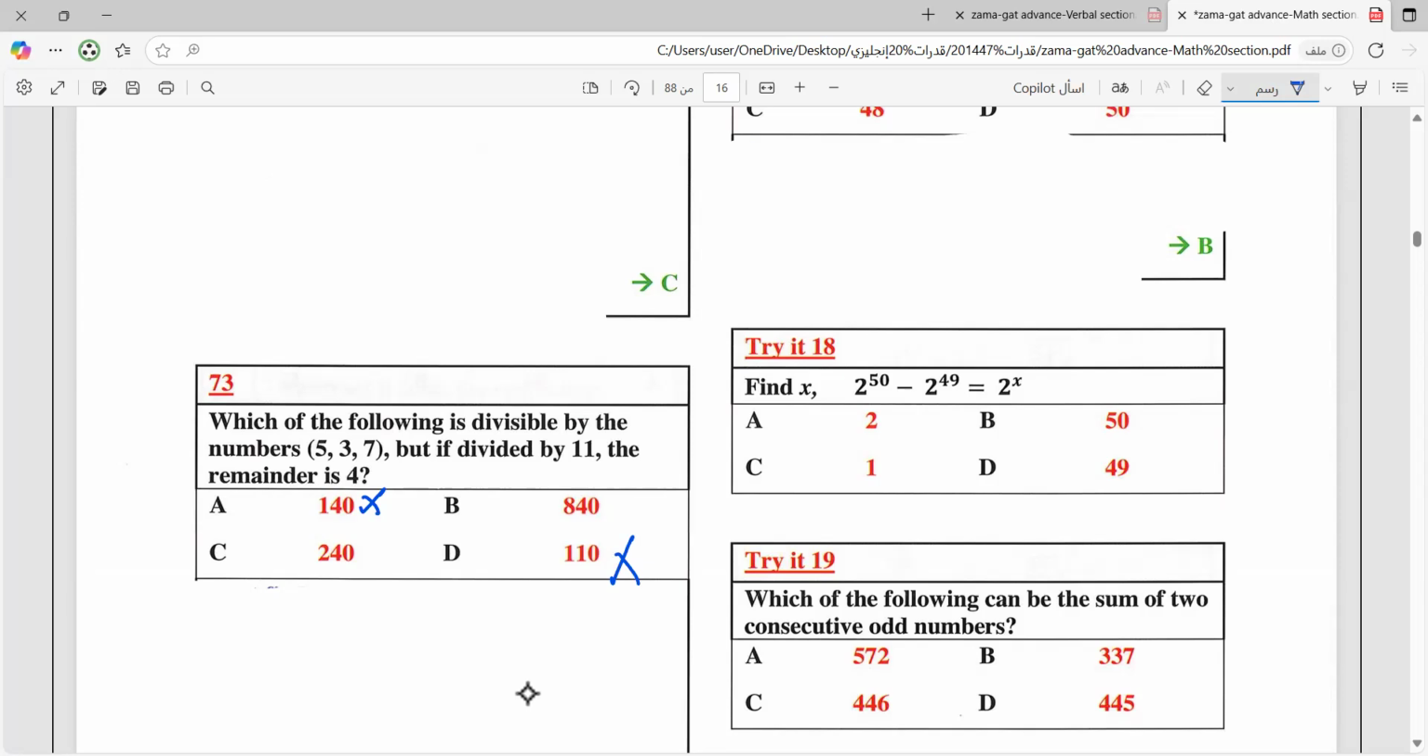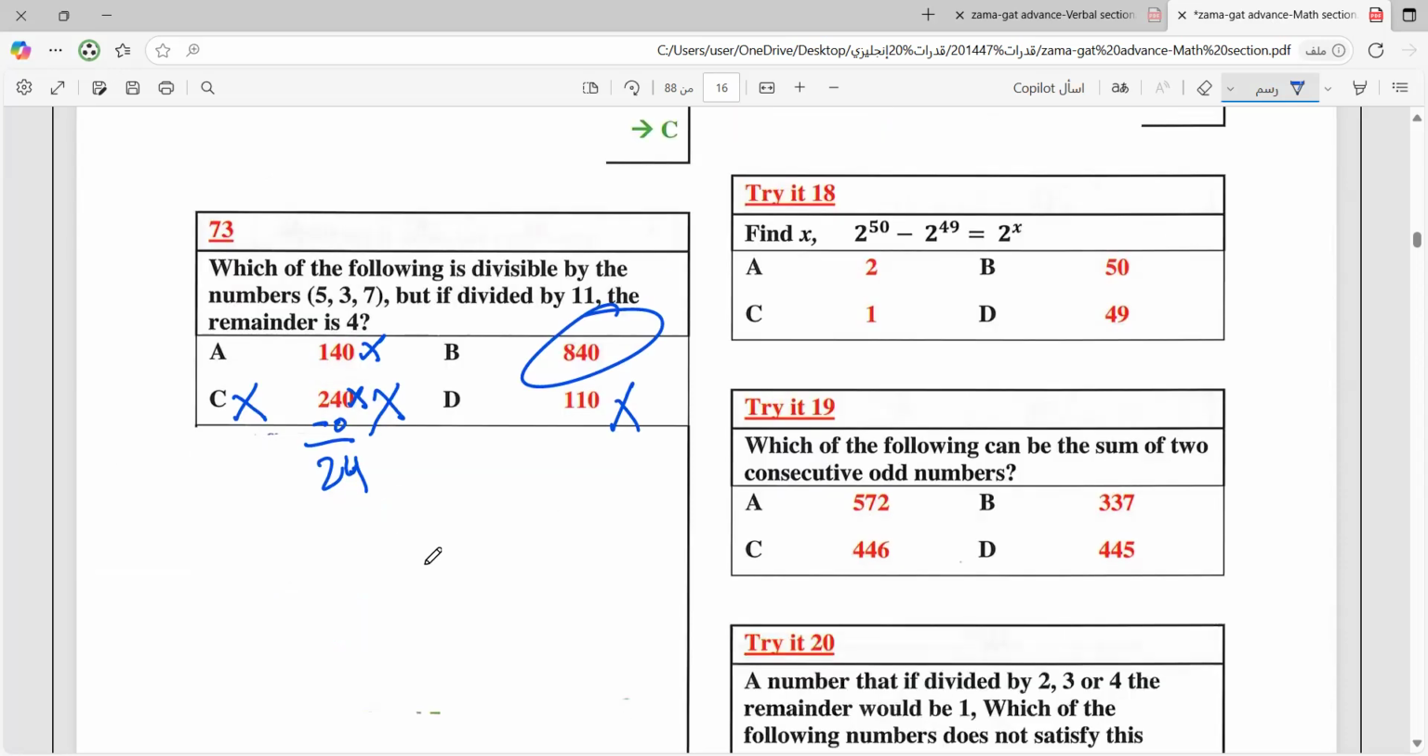How about divisible by 7? We take, we cancel the last digit and you subtract from the back. This will be 24. 24 is not divisible by 7. So we cancel this. So the answer is what? It is B, because it is divisible by 7, by 5, by 3.